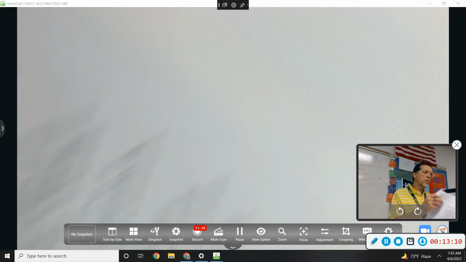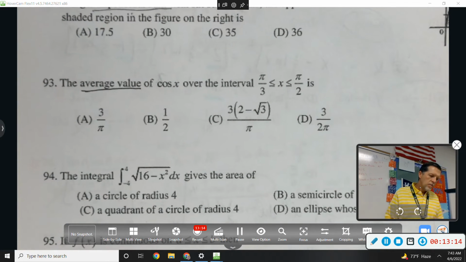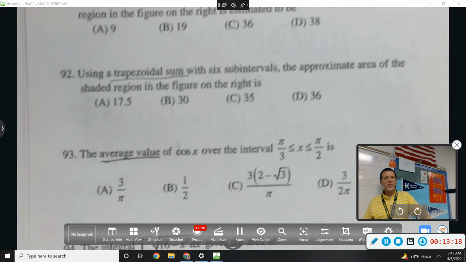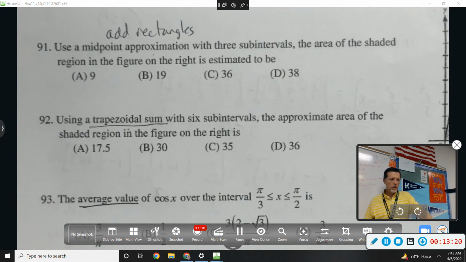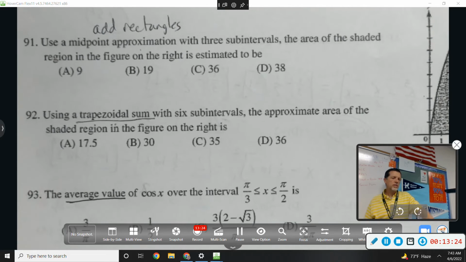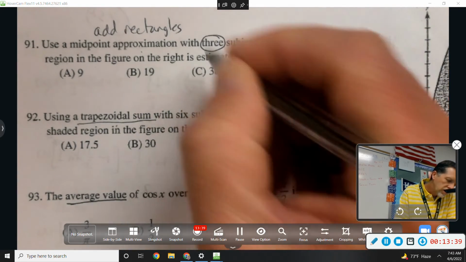Right, how about some from the back? Rectangles and trapezoids. We need to do 91 or 92. Yes, sure. You have a preference? We do 91. Okay. Midpoint approximation with 3 subintervals.